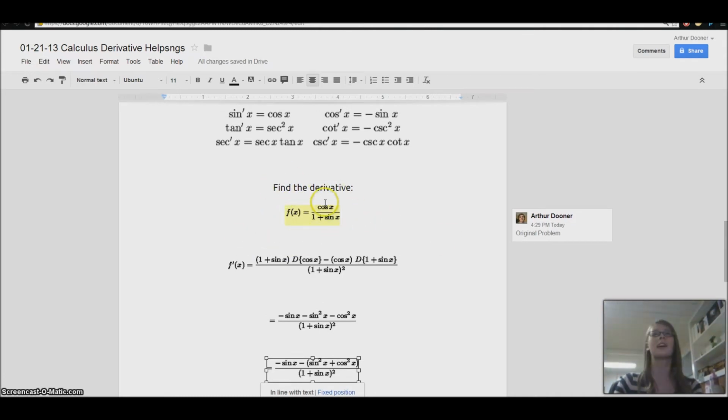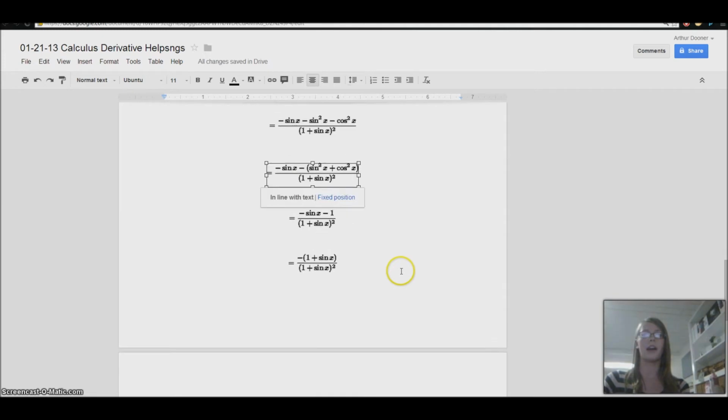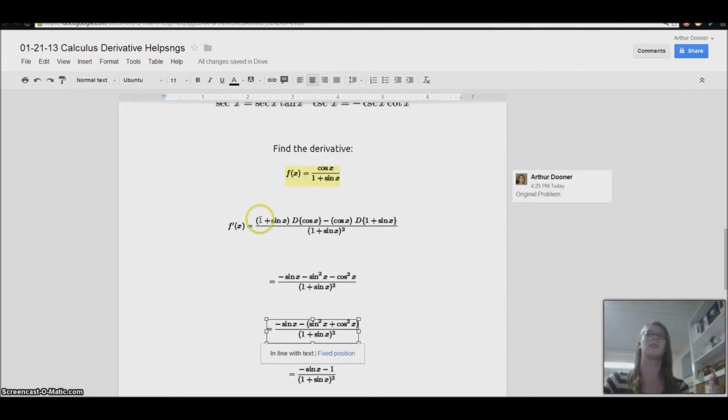f of x equals cosine of x over 1 plus the sine of x. So, the first step is to use the quotient rule to find the derivative, and then from there you simplify. And we have the steps laid out just so the video can be quicker, and I'll go through the steps.